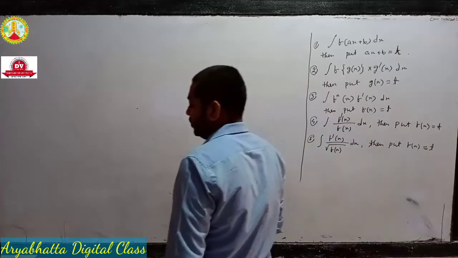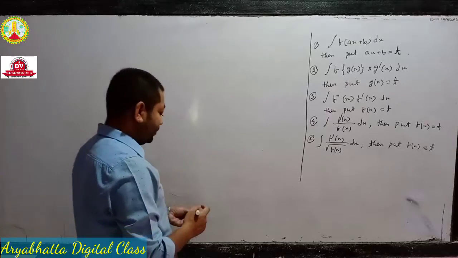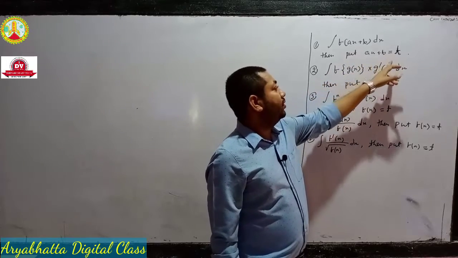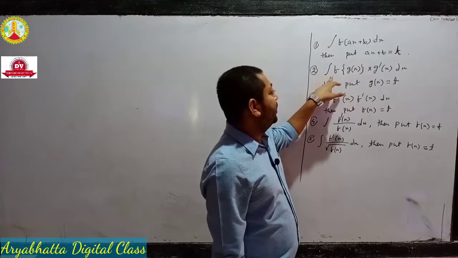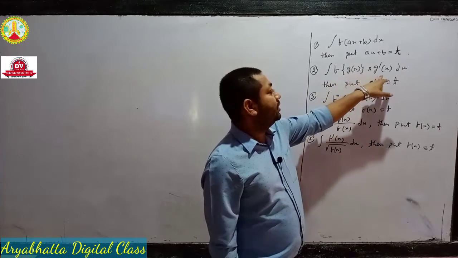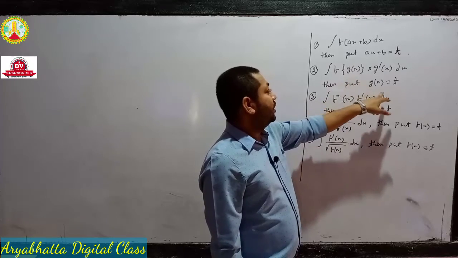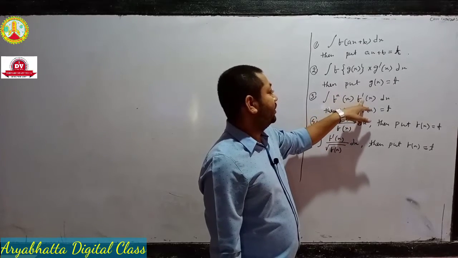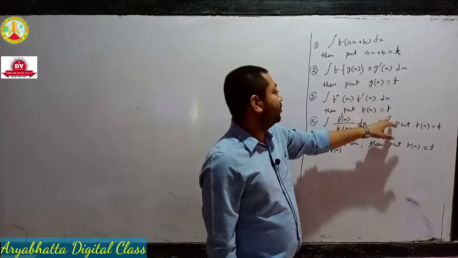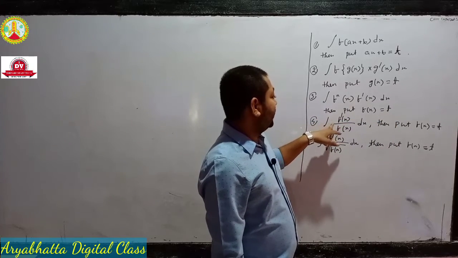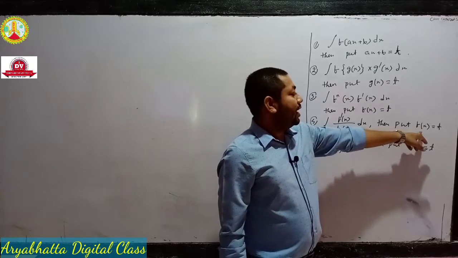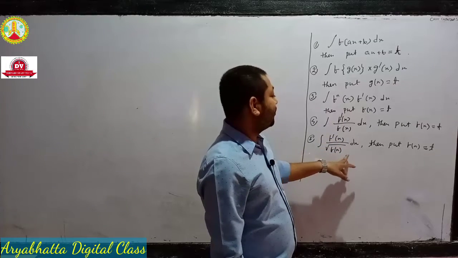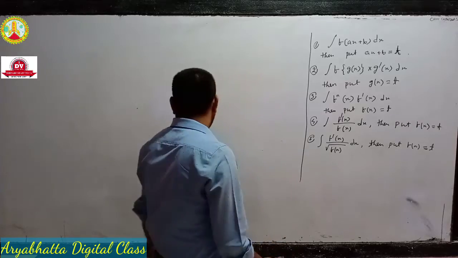Remember these 5 points. Number 1, if the integration is of the form f of ax plus b dx, then we substitute ax plus b equal to t. Next, integration of the form f of g of x into g dash x dx, then we substitute g of x equal to t. Next, number 3, f to the power n of x into f dash x dx, then we substitute f of x is equal to t. Next, f dash x divided by f of x dx, then we substitute f of x is equal to t. Next, number 5, f dash x divided by root f of x dx, then we substitute f of x is equal to t.